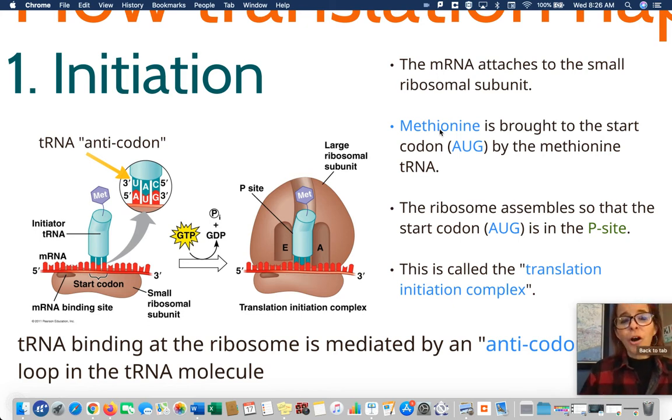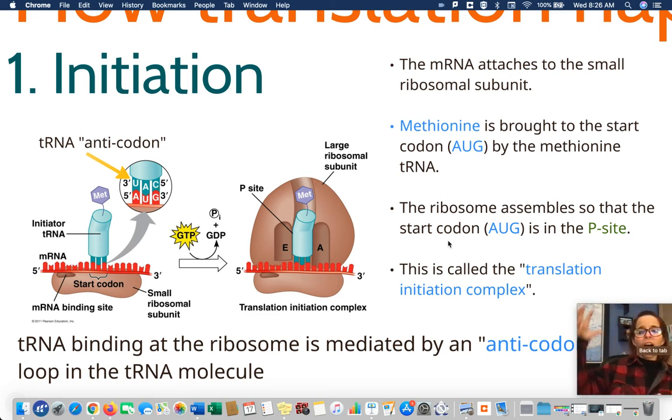Methionine, remember we said, is always the first one. It's brought to the start codon. So the start codon is in red here, and if you could read it, if they made it big, it would be AUG. So the opposite 3 letters on the truck, oh, they did make it big. Now I see it. So UAC, that's the anticodon on the truck. It's attracted to the opposite 3 letters, so that truck pulls up and it drops off its methionine.